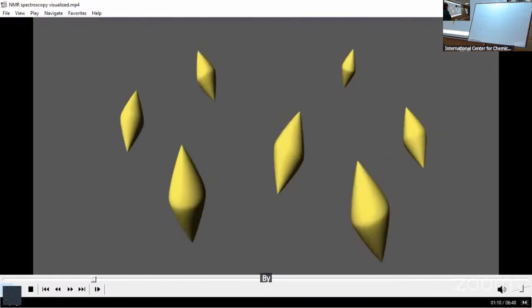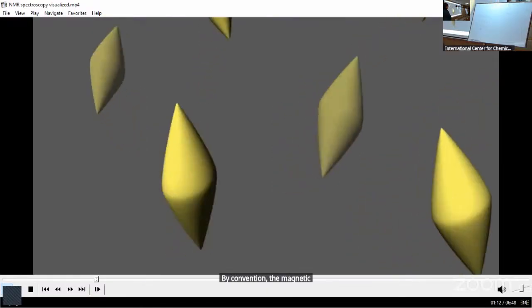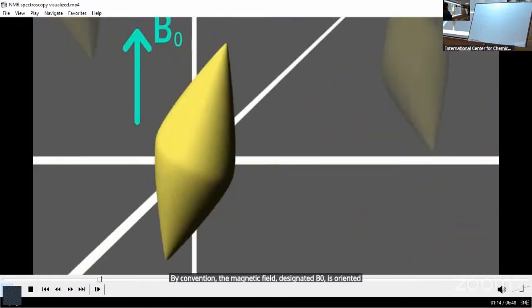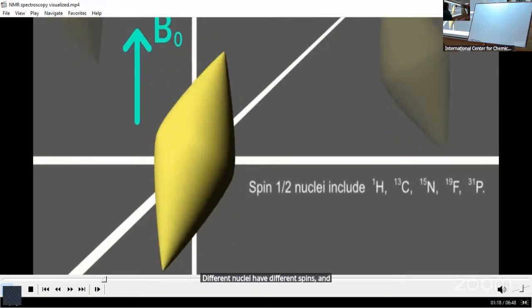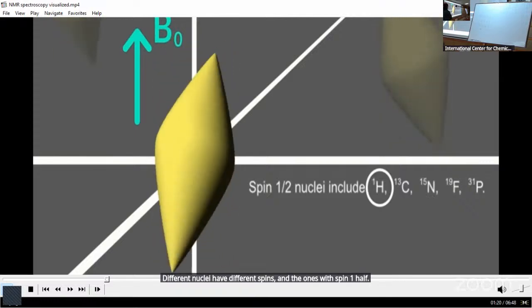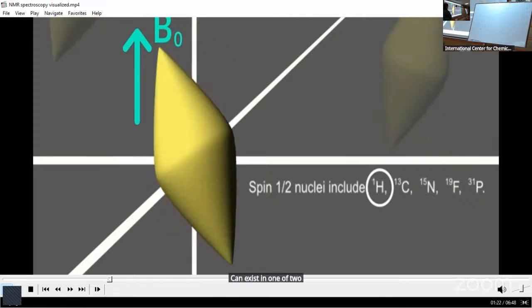By convention, the magnetic field, designated B0, is oriented along the z-axis. Different nuclei have different spins, and the ones with spin 1/2 can exist in one of two possible spin states. These include the following atomic isotopes.